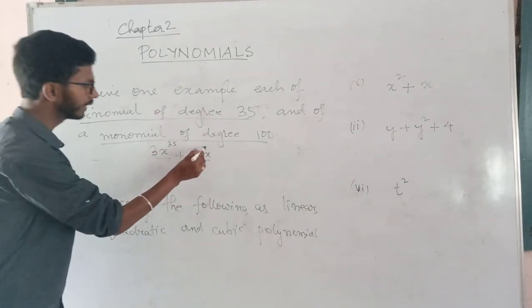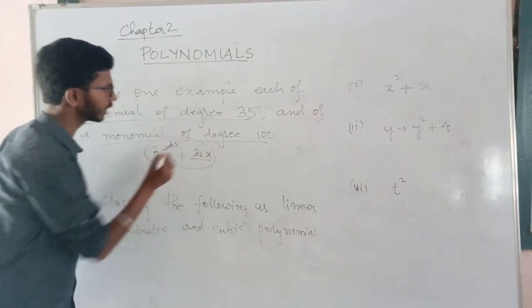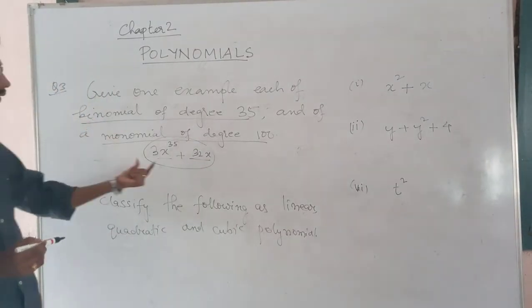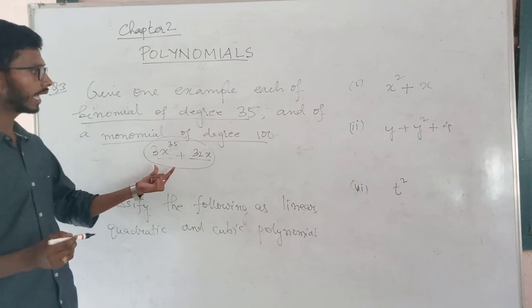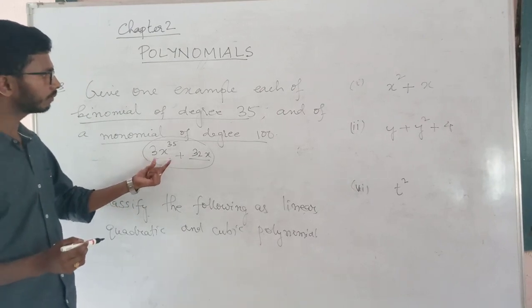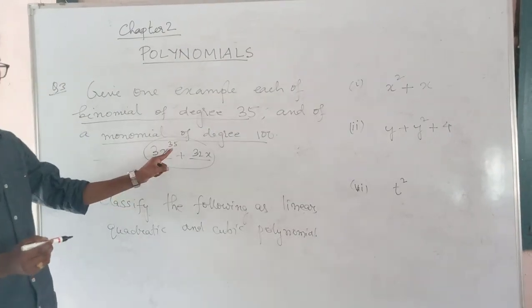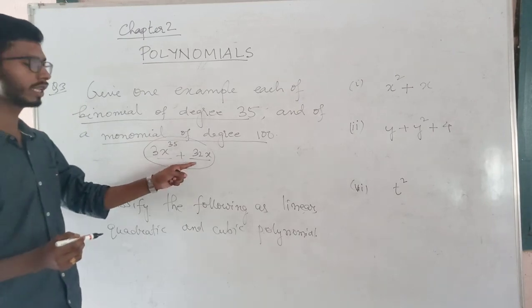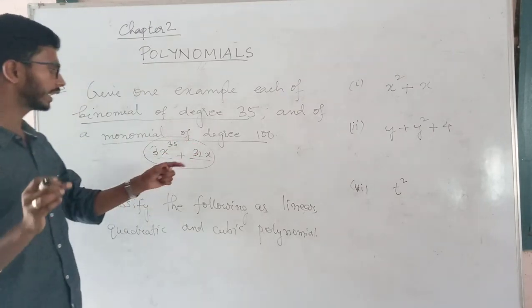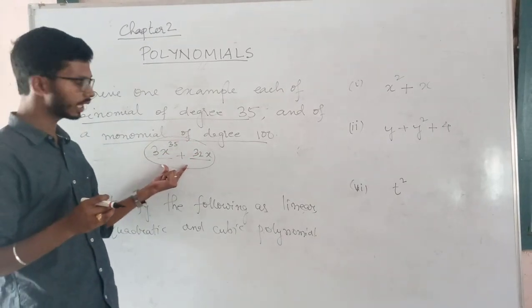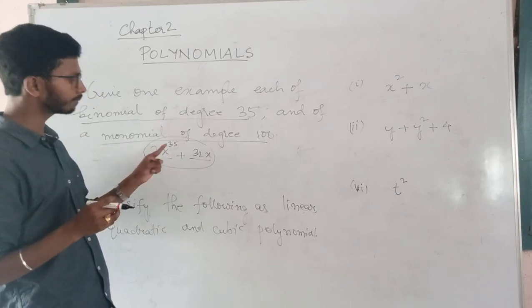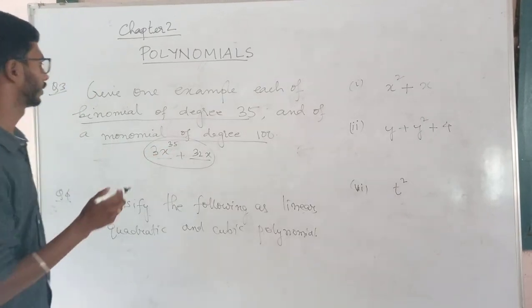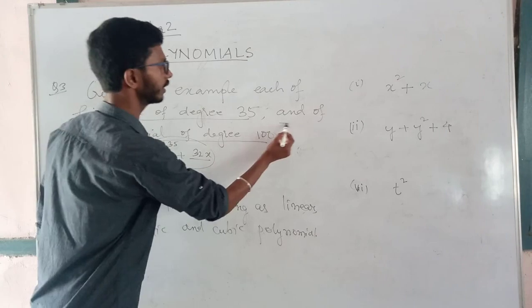Now see, this expression satisfies both conditions. It is a binomial, because it has two terms, as well as in one of the terms the highest power is 35. In a similar manner you can make your own examples, but the thing is that it should have two terms and one term should have the highest power as 35. Okay, now we see the second part.